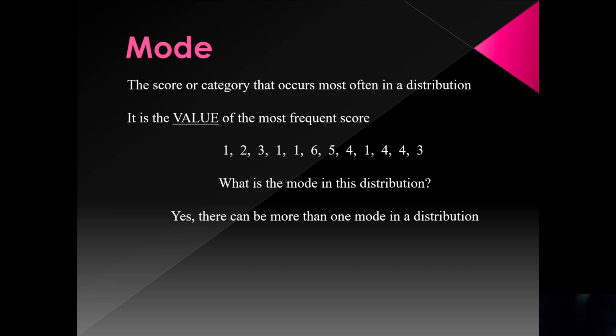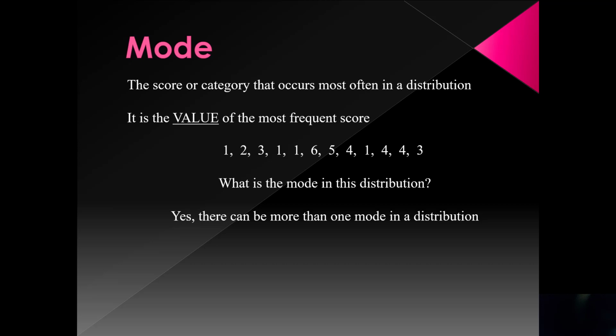So the mode is the score or category that occurs most often in a distribution. It is the value of the most frequent score. It's not how many times it occurs. So here's a line of numbers. If you look at it for a couple seconds, you can see that there are 4 ones and no other number occurs 4 times. So in this little tiny distribution of numbers, the mode is 1.